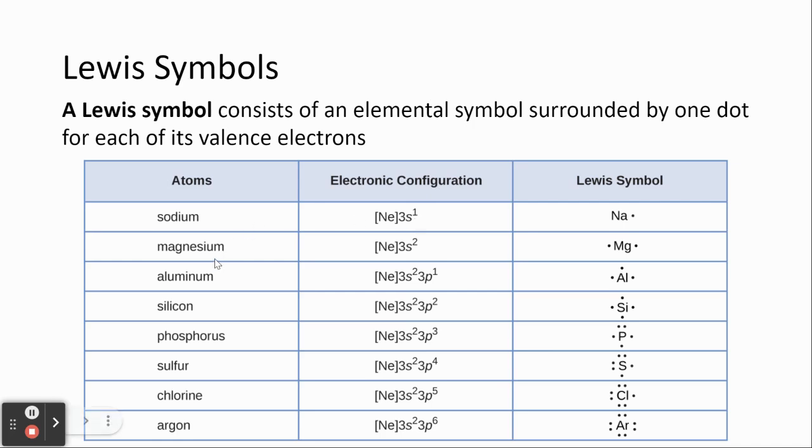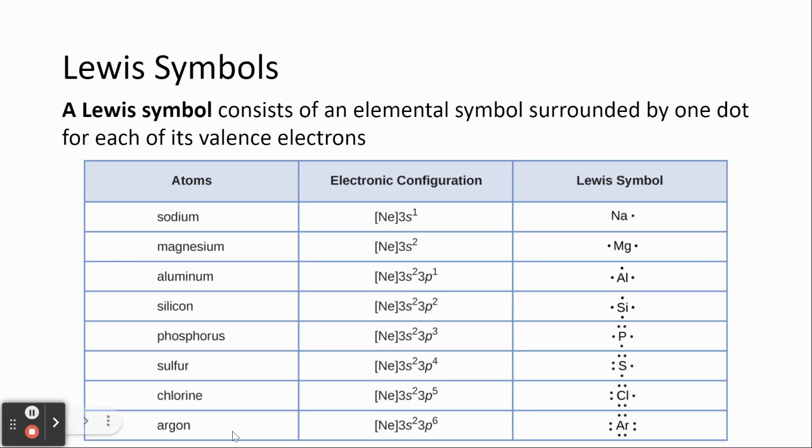If we were to look at magnesium, it has an electron configuration neon 3s2. So magnesium has two valence electrons. Its dot diagram would have two dots. Moving on, aluminum is neon 3s2 3p1. It has three electrons in the third energy level. So there are three valence electrons. We would have three dots.